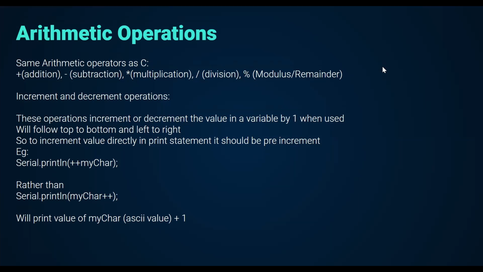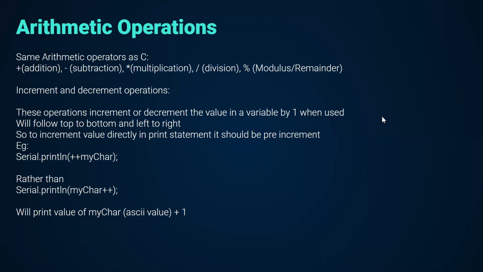If you guys know how code works, the code first goes from top to bottom, then goes from left to right. So in the first case, it's from top to bottom: serial.print, but then it is going first to increment, then print my character. So it will just print the base character itself without incrementing the value by 1. In the second case, it is going first top to bottom, serial.print, then from left to right. So print my character, then increment it, so it will print my character plus 1.